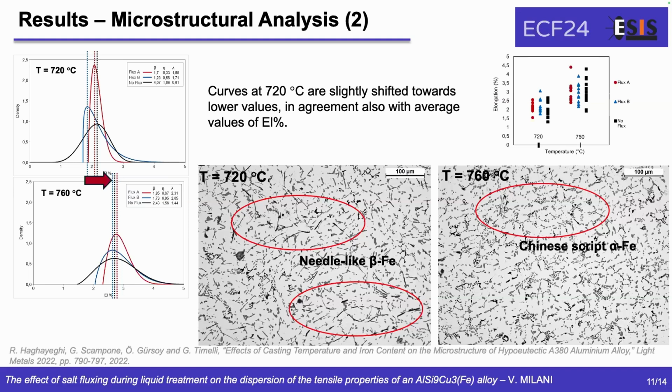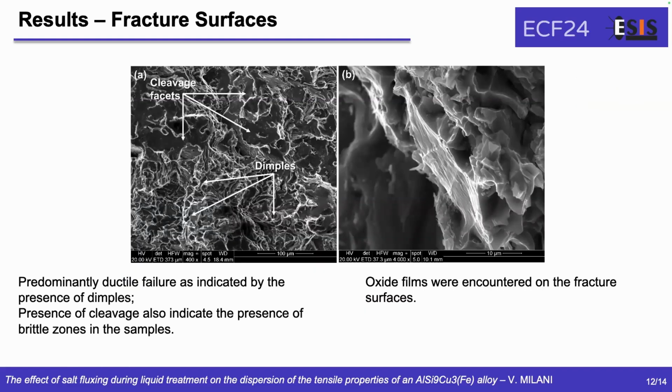Okay, now we can further increase the magnification level and take a look at the fracture surfaces using SEM. So the fracture surfaces predominantly show a ductile failure, as indicated by the presence of dimples. However, there are also some zones that indicate the presence of brittleness, as indicated by the presence of cleavage facets. And lastly, we can observe that some oxide films were encountered on the fracture surfaces.